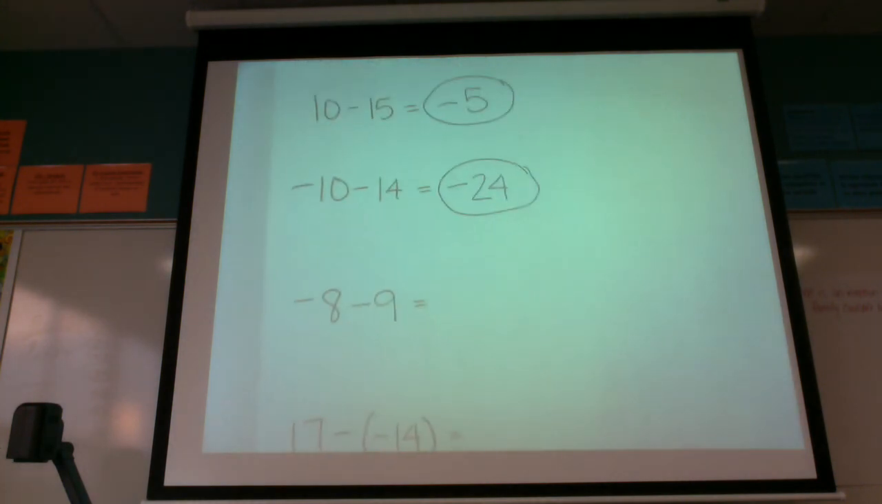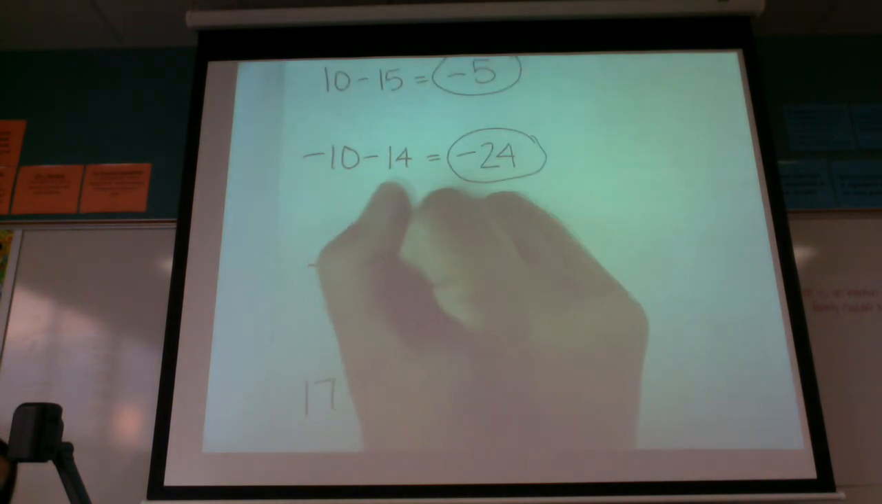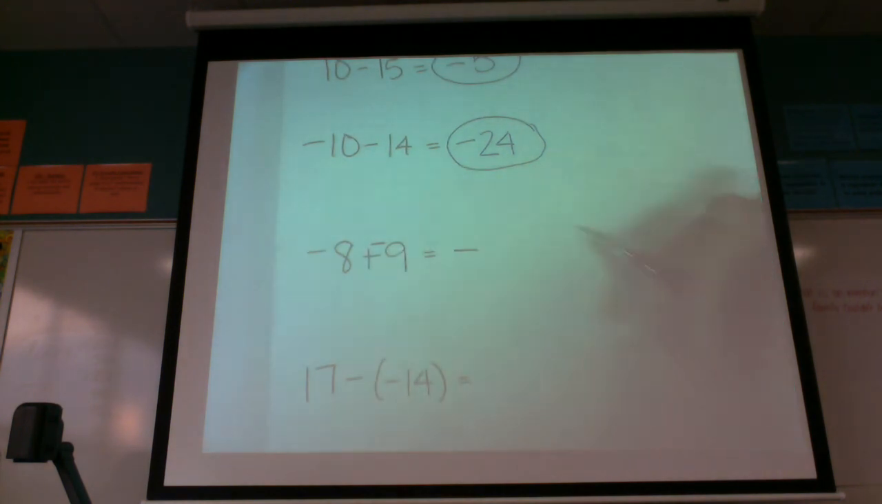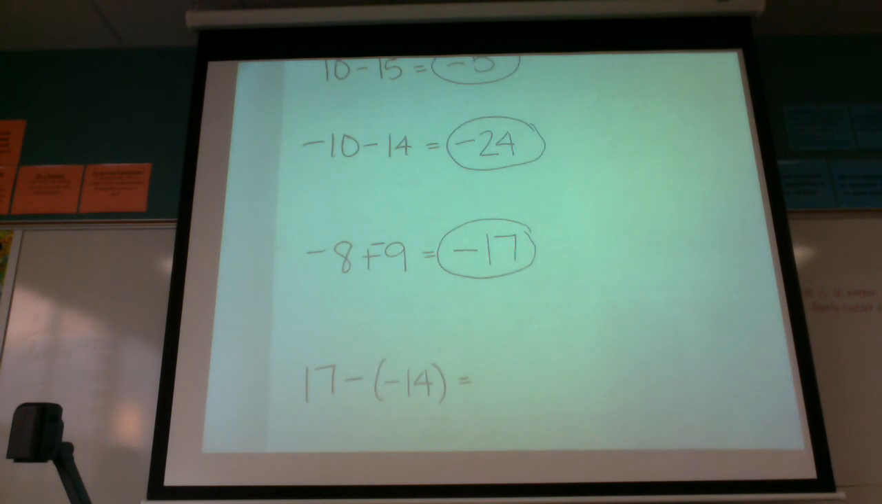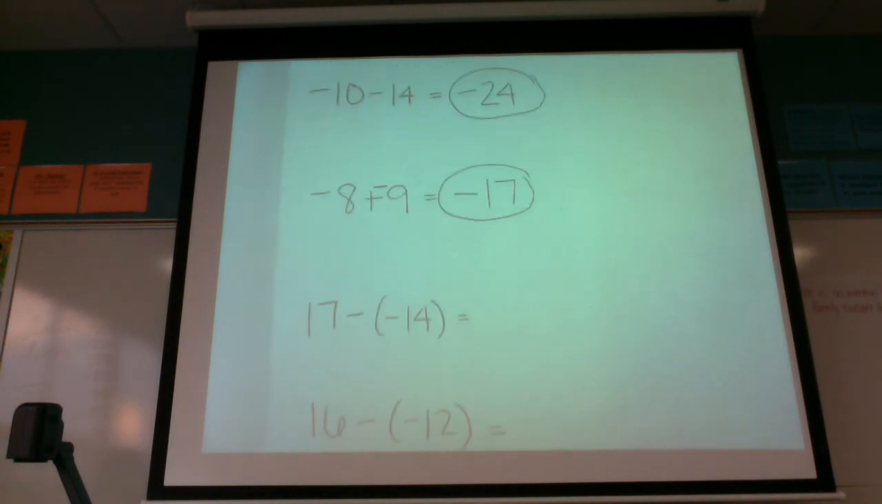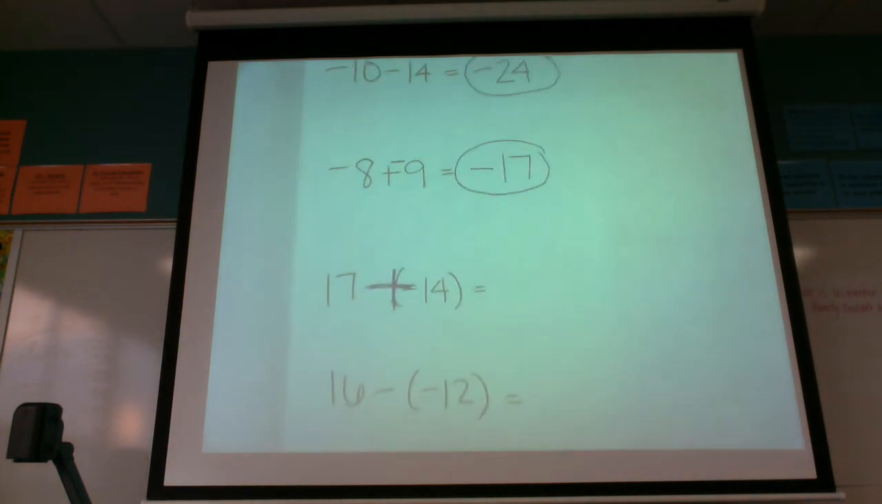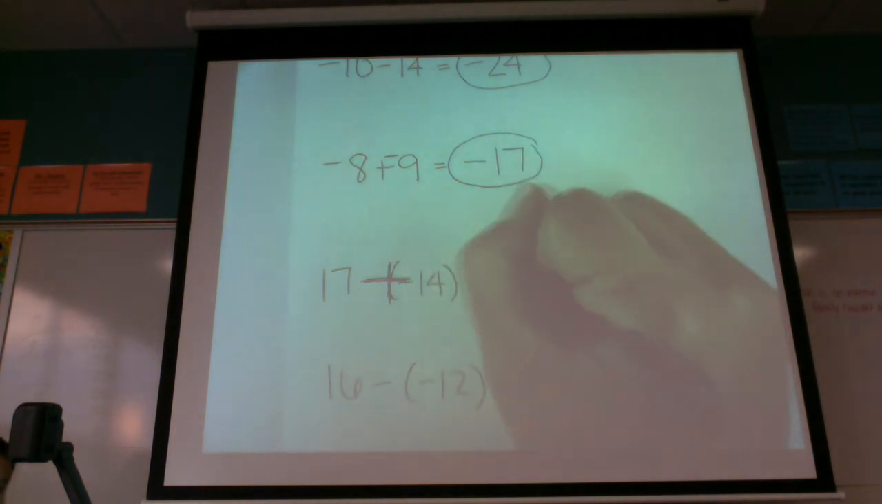Next one, negative 8 minus 9. I could change that to negative 8 plus negative 9. So that's going to give me negative 17. 17 minus negative 14. Oh, I have the two negative signs right next to each other. Minusing a negative, so I'm going to make that plus. 17 plus 14 is going to be 31.